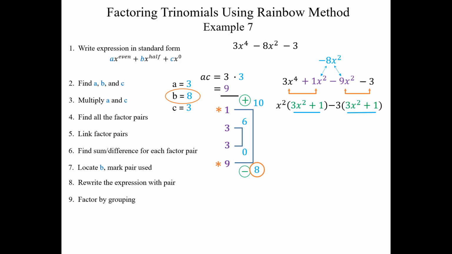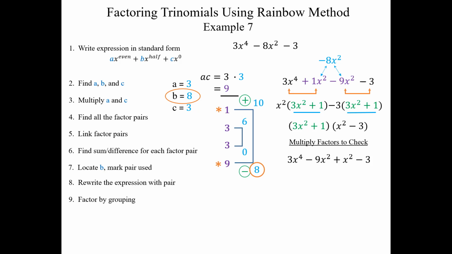And we'll factor out the 3x squared plus 1 for the first factor, and the remaining factor will be x squared minus 3. So let's multiply our factors to check using the FOIL. So for the first, 3x squared times x squared gives us 3x to the 4th. The outer, 3x squared times a negative 3 gives us a negative 9x squared. The inner, 1 times x squared is x squared. And for last, a 1 times a negative 3 gives us a negative 3.